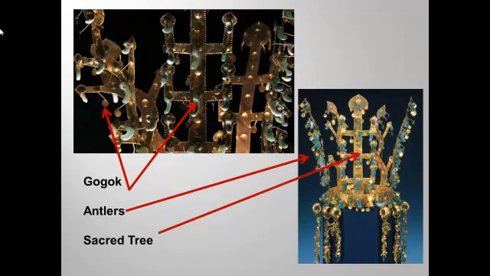So the two antler-shaped protrusions may refer to the reindeer that were native to the Eurasian steppe, lying to the north of the Korean peninsula, and those dangling gold discs and jade ornaments called goguk symbolize ripe fruits hanging from tree branches. That is fertility and abundance, which was probably what the Korean kings were interceding to get for their people.